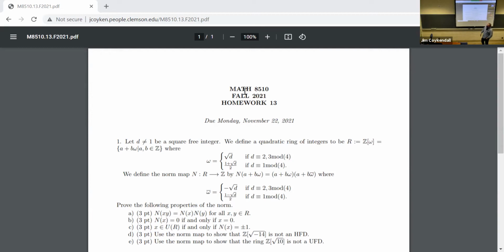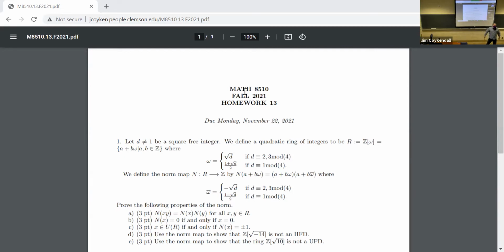Where omega, what is omega? It's the square root of D in the case that D is congruent to 2 or 3 mod 4. And it's (1 plus the square root of D) over 2 if D is congruent to 1 mod 4. We define the norm map from R to Z by the norm of this, which multiplies out, where omega bar is basically the conjugate of omega.